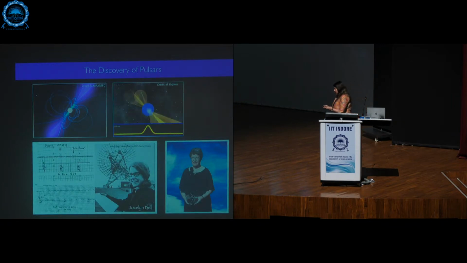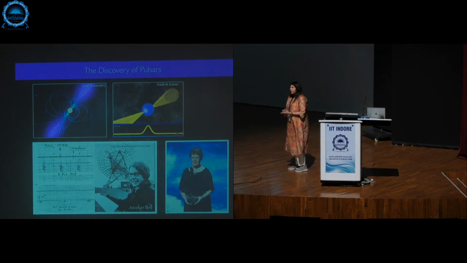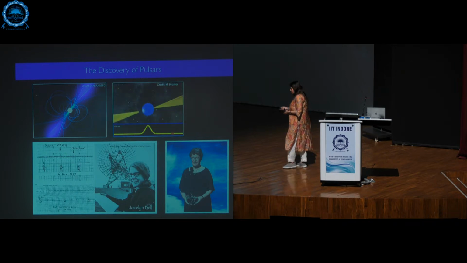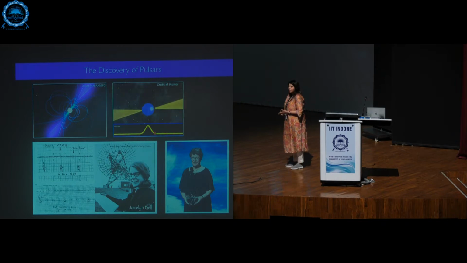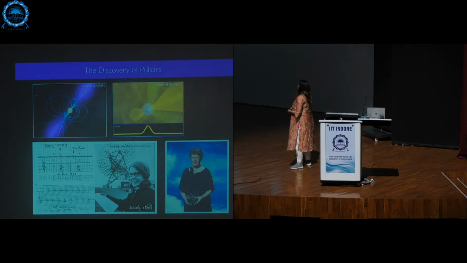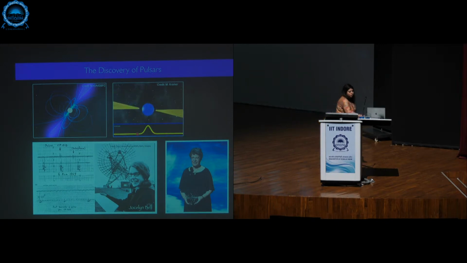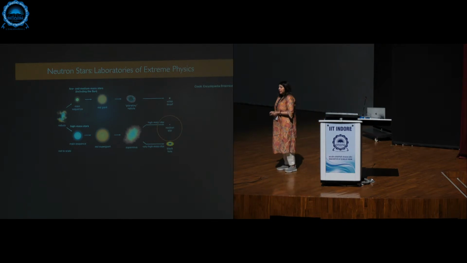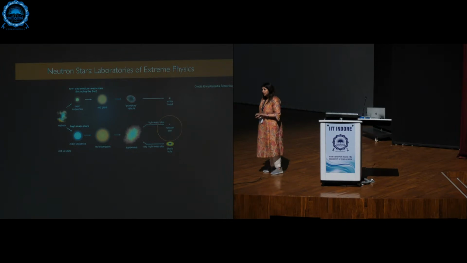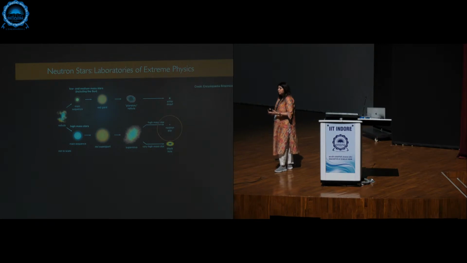Of course, we know that the story of neutron stars begins with the discovery of pulsars by this young lady, Jocelyn Bell. At that time, it was not understood what is the source of these pulsations. Later, we know that these are related to neutron stars. Neutron stars are compact objects that are left behind at the endpoint of evolution of massive stars that end in type 2 supernova explosions or core collapse supernova explosions.